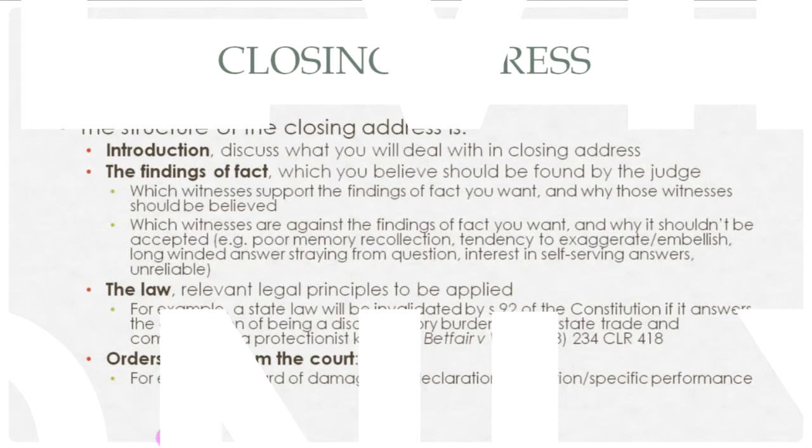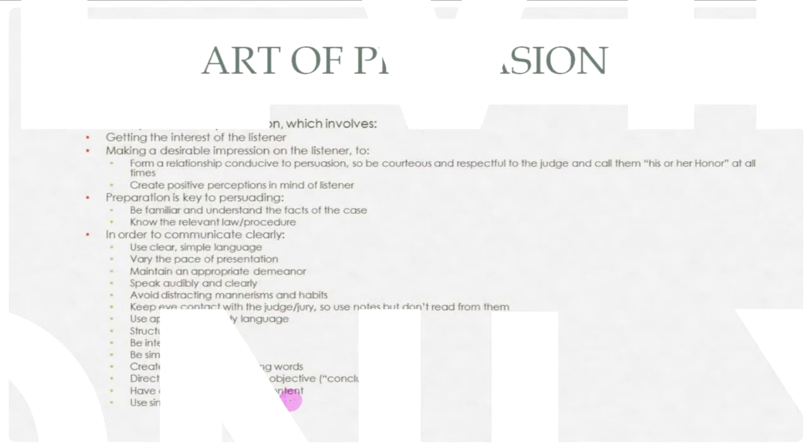The law. So relevant legal principles to be applied. For example, a state law will be invalidated by section 92 of the Constitution if it answers the description of being a discriminatory burden on interstate trade and commerce of a protectionist kind, and that's Betfair v WA 2008. The order sought from the court. So for example, an award of damages or declaration, injunction, or specific performance.